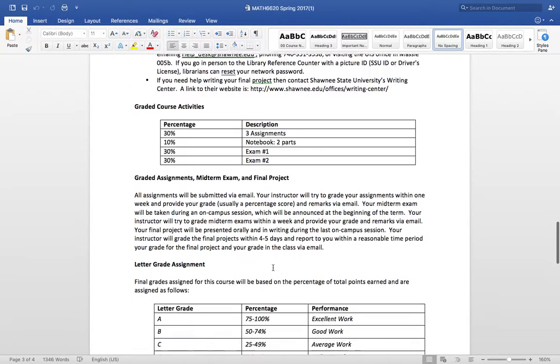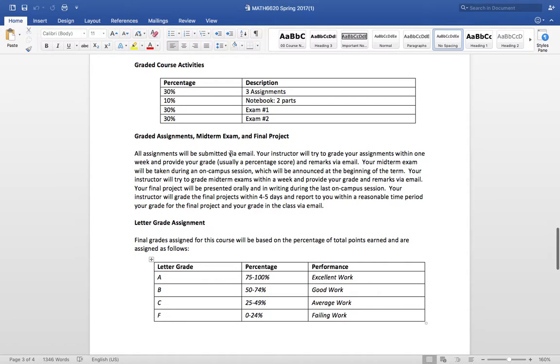Okay, now let's get down to the good stuff. Graded course activities. I'm changing things up a little bit. First of all, there's going to be only 3 assignments instead of 4, so that should make you happy. Typically, I think the first assignment is going to be somewhere around the 5th week. The second will be somewhere around the 10th week. And the third will be somewhere around the end of the semester.